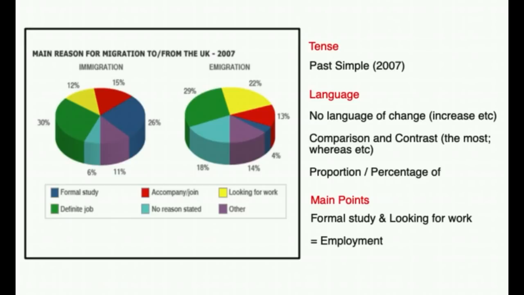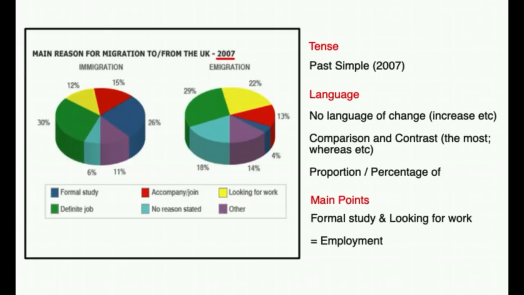Let's look at some of the key things that you should do to answer this question. Firstly, you will note that it has a year, which is 2007. That means that the tense you have to use to describe the IELTS pie chart is the past simple. Secondly, regarding the language, as this is one fixed year, you cannot talk about changes such as increases and decreases.